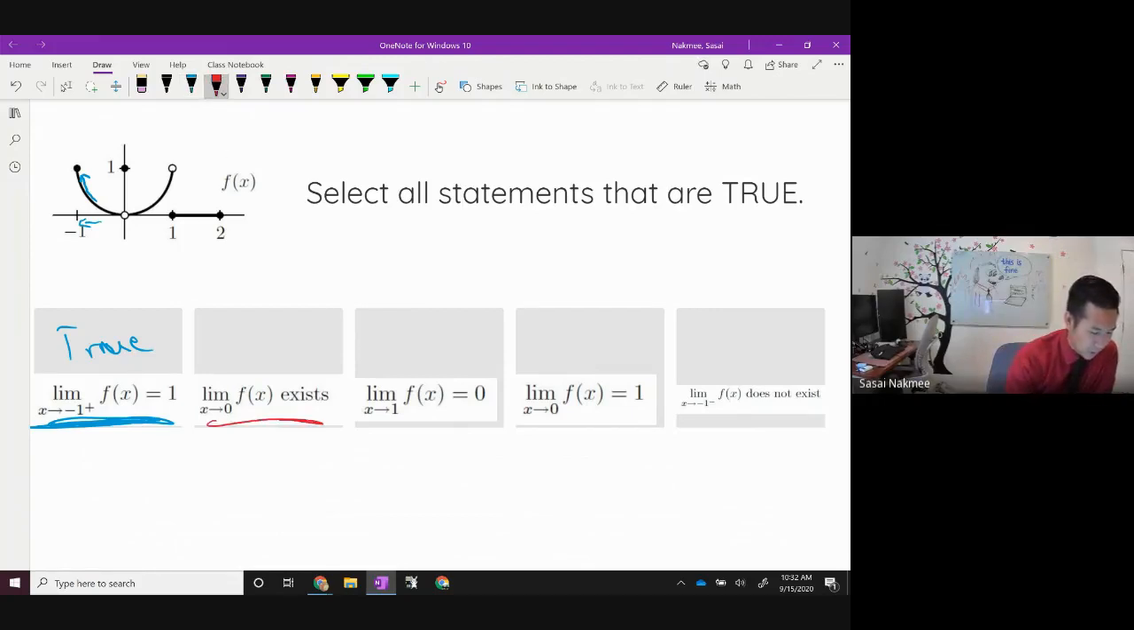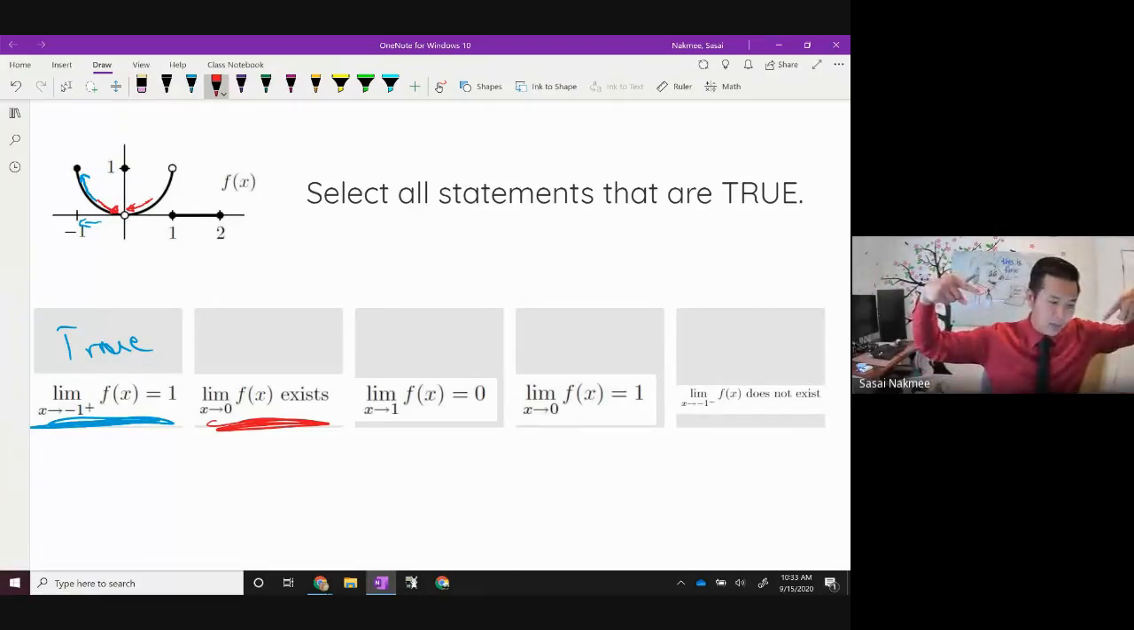Let's look at this next one. The limit as x approaches 0 exists, right? It's not even saying that there's a value for it. It's saying that it exists. So for the limit as it approaches 0, since it doesn't say from the plus side or the minus side, I need to do both. I need to approach it from the negative side, and from the positive side. Do you see how the limit there approaches 0 from both sides? Seems to be pointing to the same point.